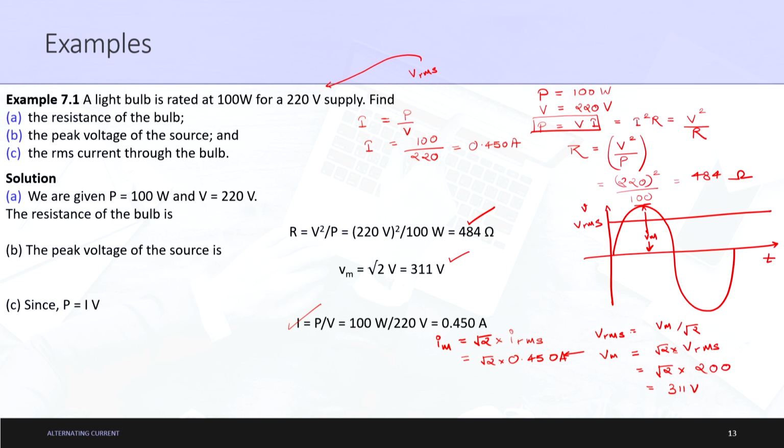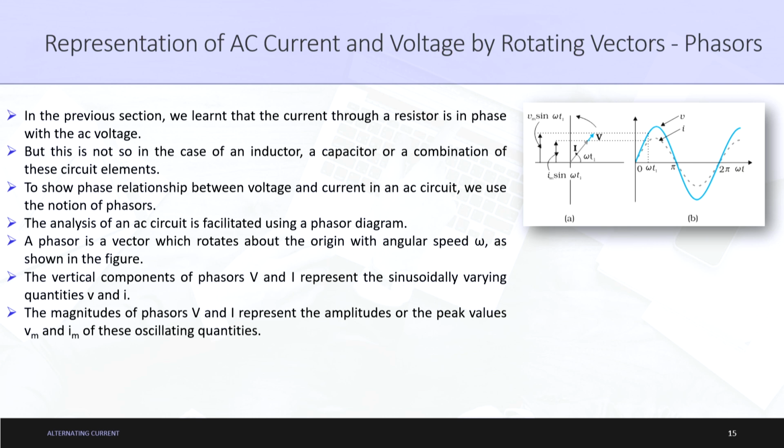Okay. So, in the previous section we learnt that the current through a resistor is in phase with the AC voltage. Just to help you understand again what in phase basically means. The diagram is here only. If both V and I are 0 at the same point, maximum at the same point and minimum at the same point, then we say that both current and voltage are in phase.